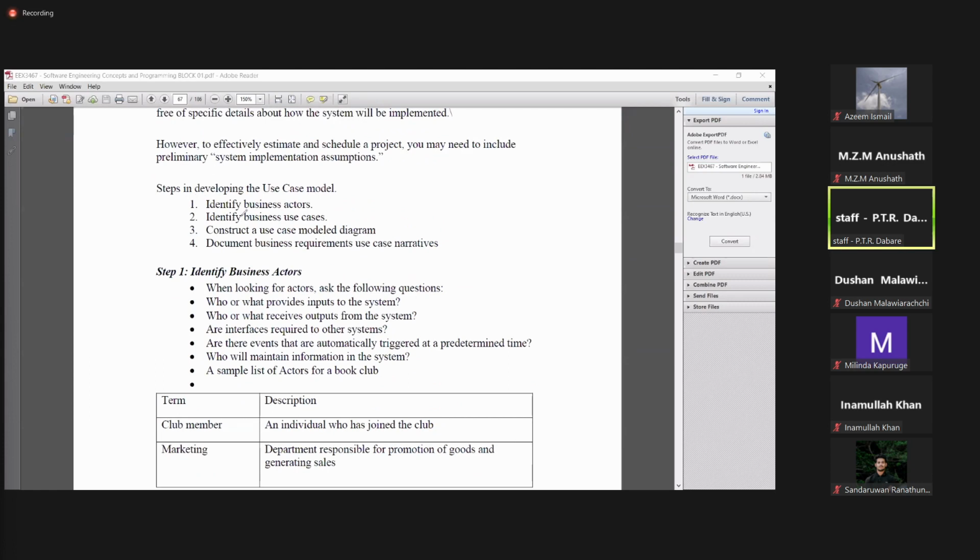Steps in developing the use case model. Identify the business actors, identify the business use cases, construct a use case model diagram, document business requirements, use case narratives. So first step, identifying business actors. Give answers to all these questions. When looking for actors, ask the following questions. Who or what provide inputs? Who or what receives outputs? Interfaces required? Are there events that are automatically triggered or at a predetermined time? Who will maintain information? Likewise, ask these questions after you collect data, right?